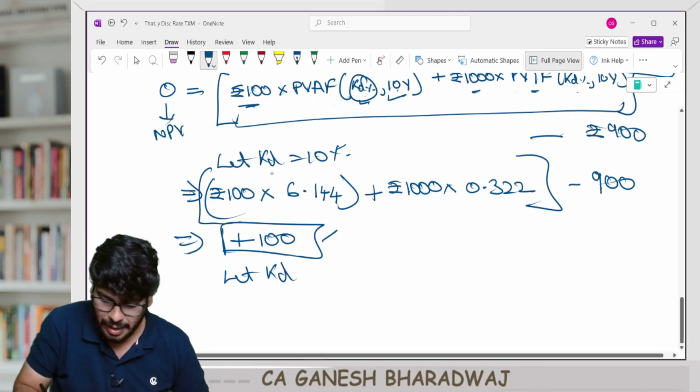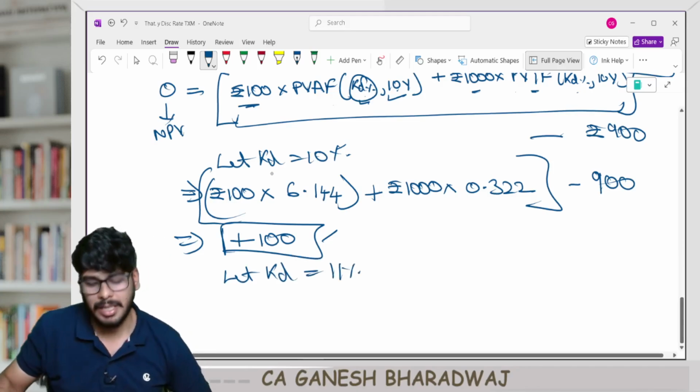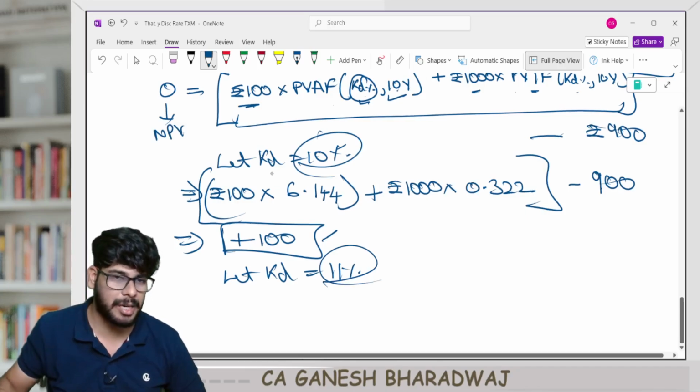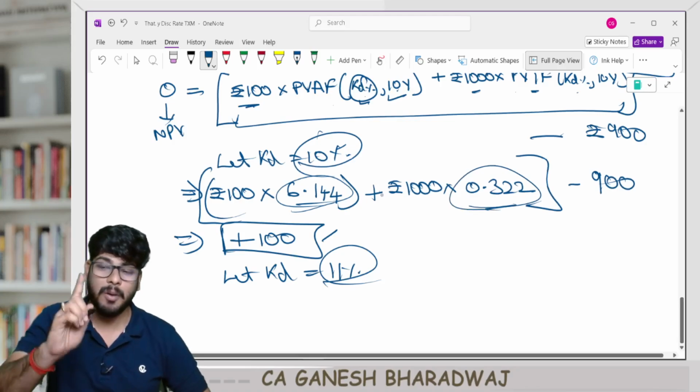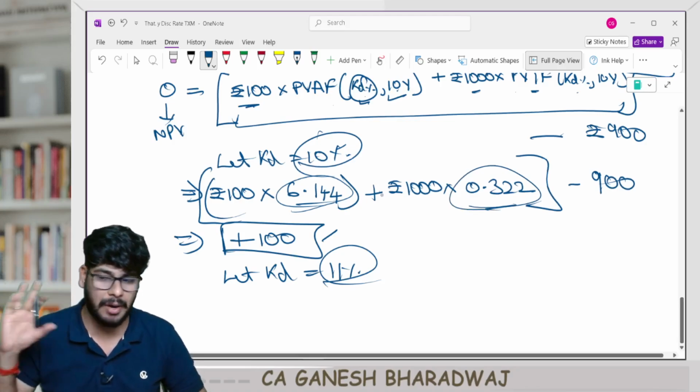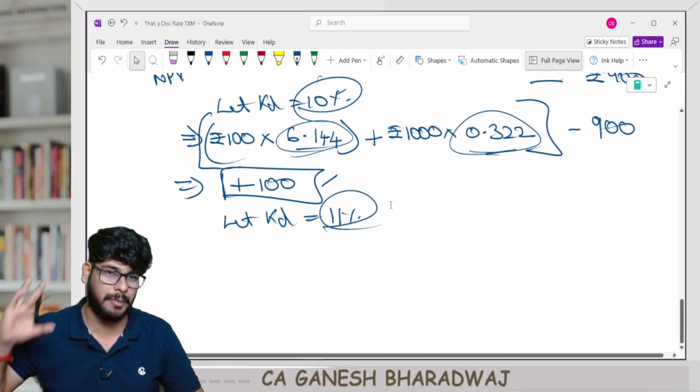Now take the next trial. Let KD be equal to 11%. Sir, how do I know 10 and 11? Generally, it will be given in the question. These tables will also be given in the question. 6.144, 0.322. But I am asking you to be self-reliant. Don't be dependent on anyone in life for that matter, right?